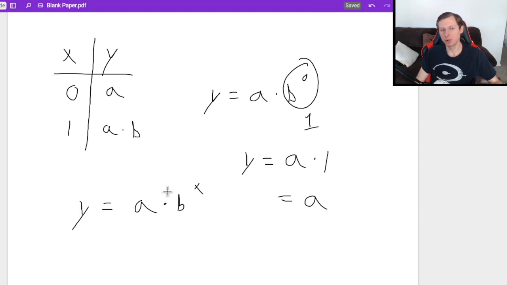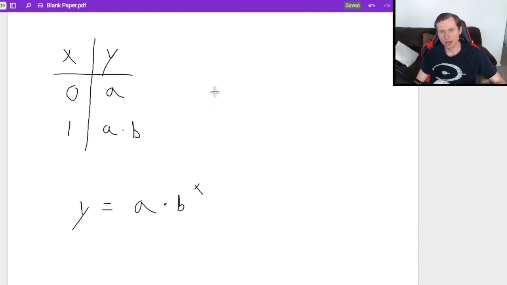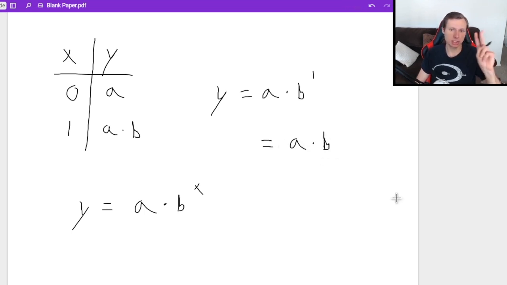And remember, a is your initial amount, so whatever that is. In the last example, it was 100. And then when I plug in 1, I would get y equals a times b to the first, which is the same thing as just a times b. And those are the 2 easiest points to find on an exponential function.